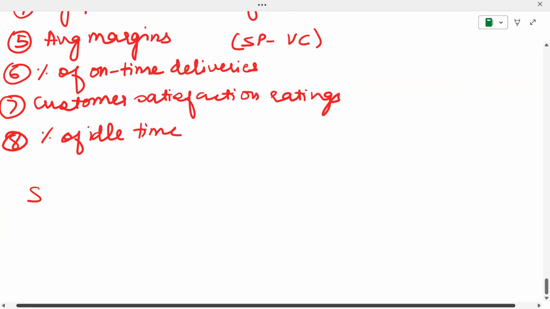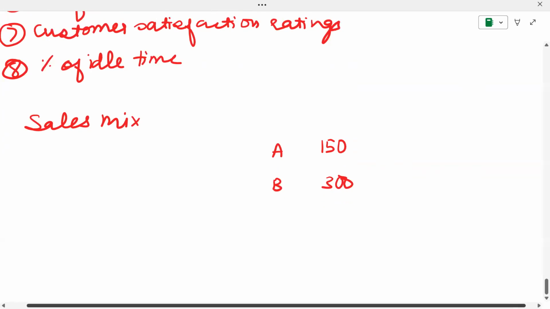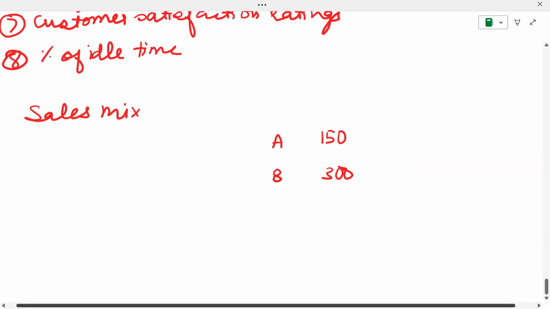Now we move on to sales mix and quantity variances. So when it comes to sales mix and sales quantity, again, both these variances will only be calculated when you are selling more than one product and the products are also interchangeable. So let's suppose I am selling product A and product B. Selling price of product A is 150 and selling price of product B is, let's suppose, $300. So these are the two products that I sell and these are interchangeable.